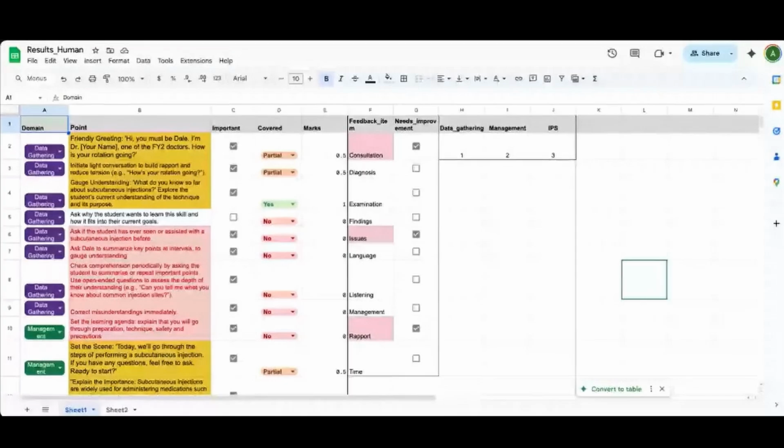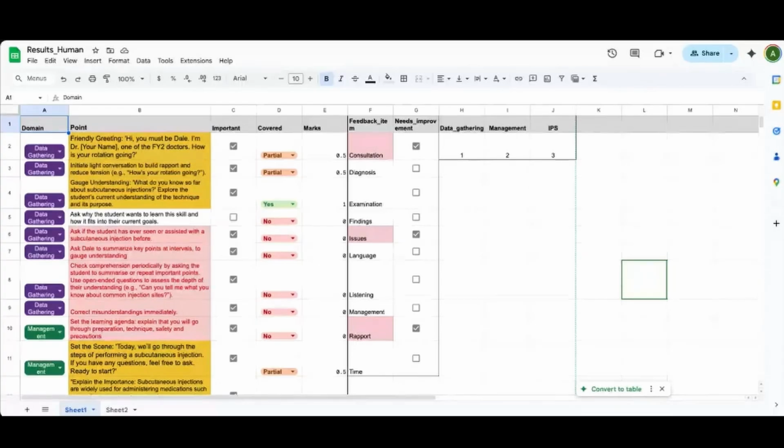Gauge understanding. This is also important as you conduct your teaching sessions, to do throughout the session itself. What do you know? This is before you actually start with your topic, that is, gauge the understanding of what he already has. What do you know of subcutaneous injection so far? Explore the student's current understanding of the technique and its purpose. Ask why the student wants to learn this skill and how it fits into his current goals. Ask if the student has ever seen or assisted a subcutaneous injection before.